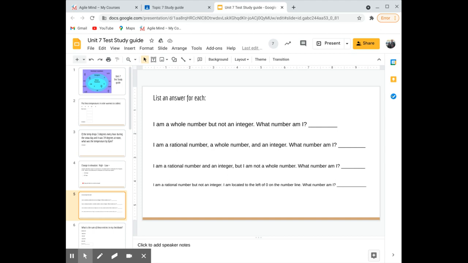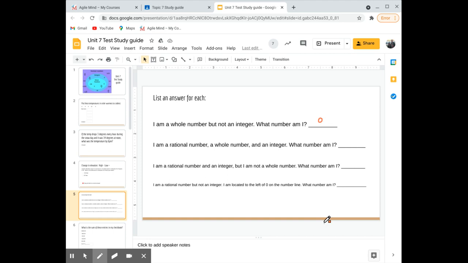Who can help him out? 0. I think 0 would work because does 0 have a negative? No, it doesn't. So 0 does sound good.